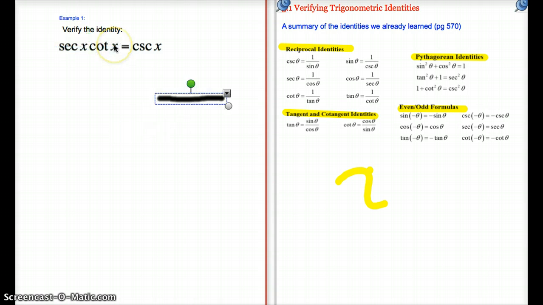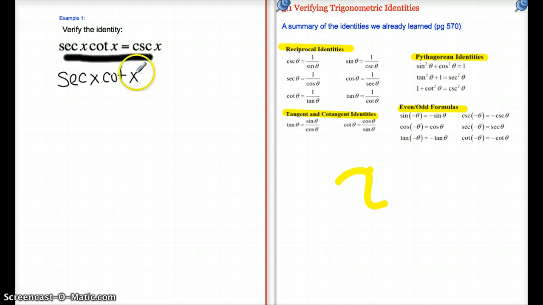We're going to take this identity that you see here, and we're going to show that the left side is equal to the right side. So we're going to start with, always pick one side. You never want to work with this like it is an equation, because then you are assuming that the two sides are equal. We don't want to assume, we're actually trying to prove.